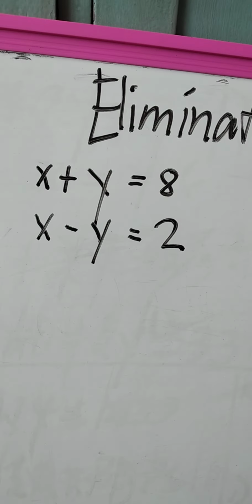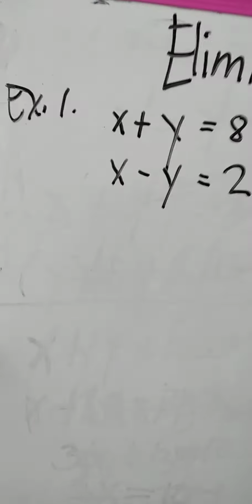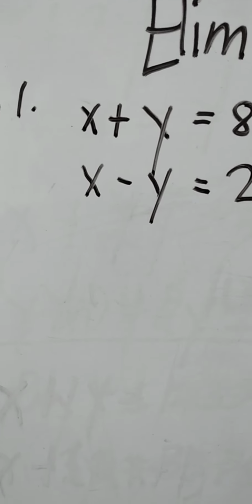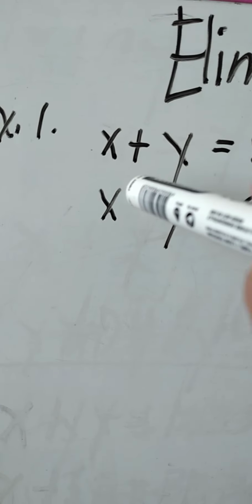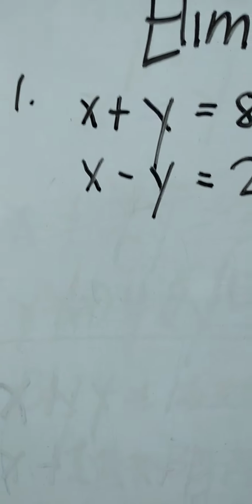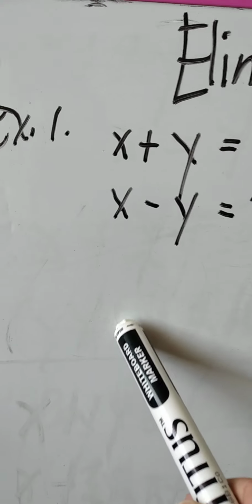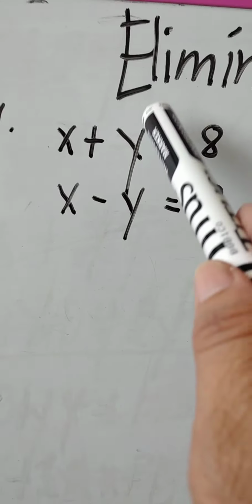So when you use the elimination method, you are employing addition or subtraction operation. Your purpose here is to either get rid of the x or the y. So you either eliminate x or you eliminate y. In this case, the easier variable to eliminate is the y.